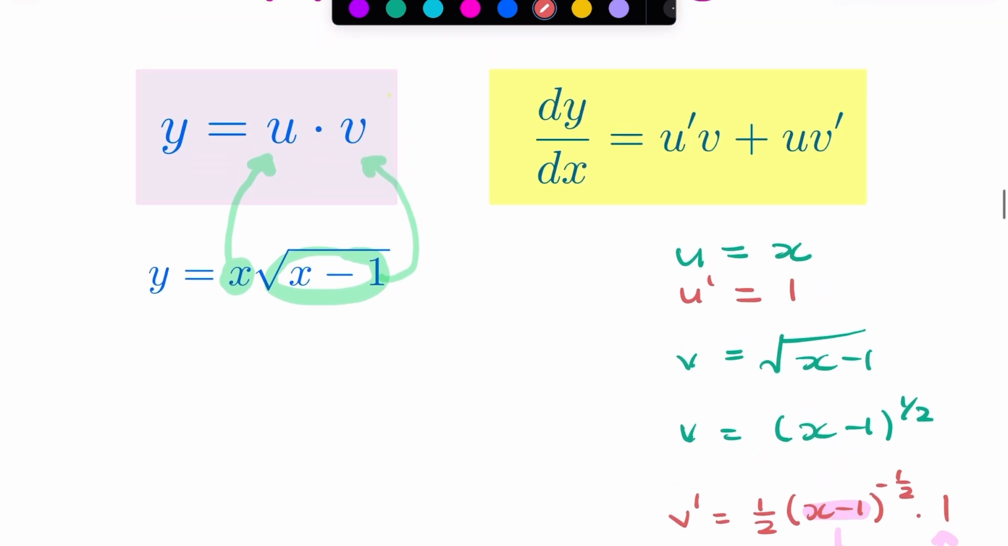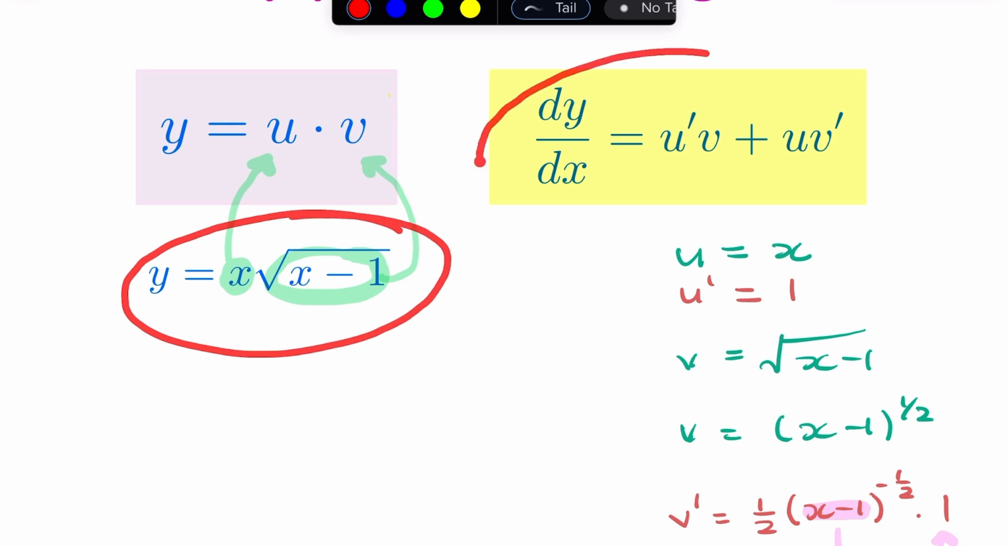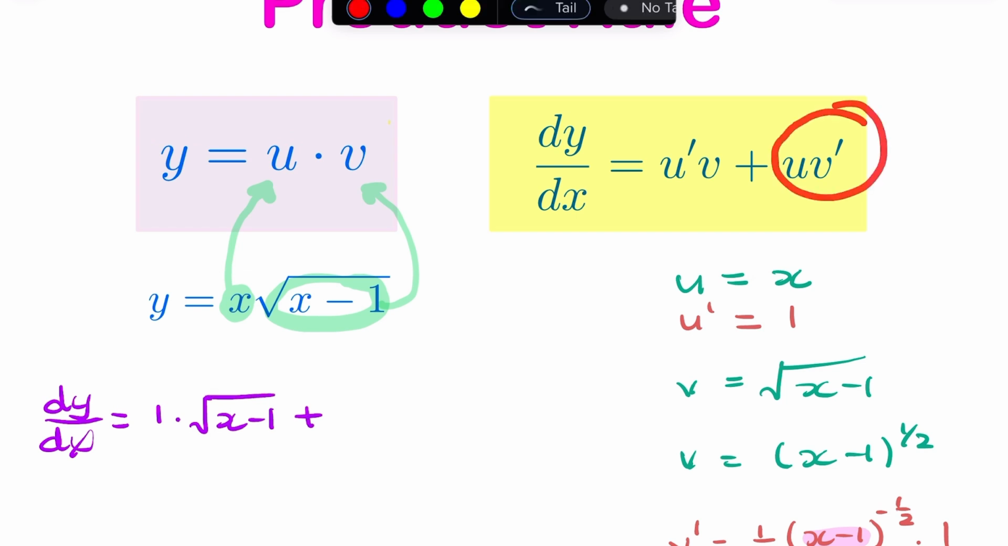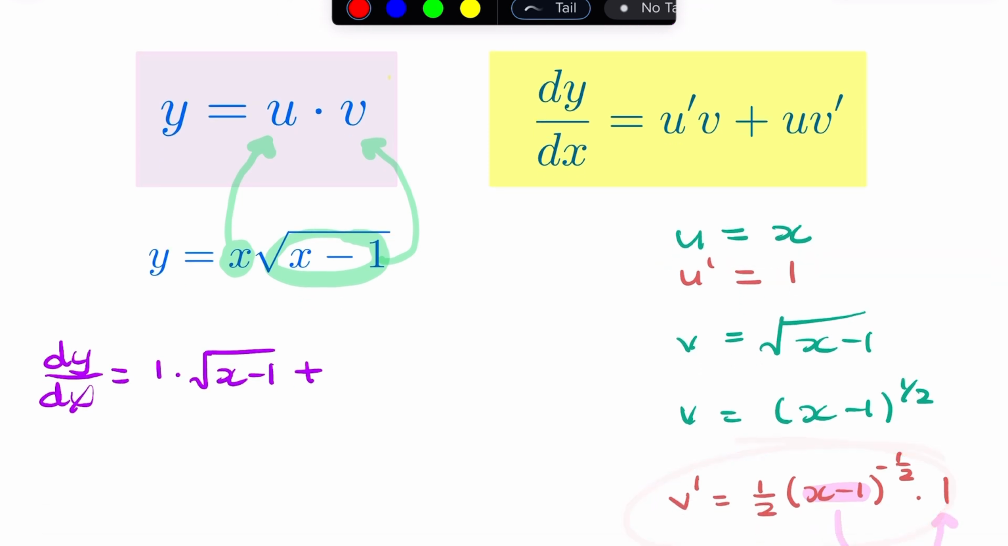So now, to differentiate this, we use the product rule. So I'm going to multiply u dash times v, so this times that. So dy by dx equals u dash, which is 1, times v, so that's square root of x minus 1, plus u v dash, so that's x, multiplied by that. So it's plus x times 1 over 2 (x minus 1) to the power negative 1/2.